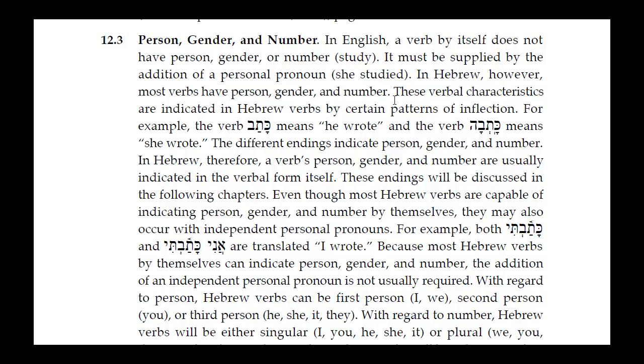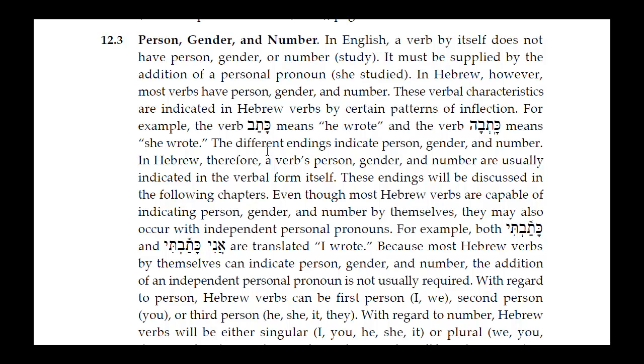These verbal characteristics are indicated in Hebrew verbs by certain patterns of inflection. So, for example, the word katav means he wrote, and the verb ketava means she wrote. The different endings indicate person, gender, and number. So by looking at katav, I can tell you that this is a third masculine singular verb.